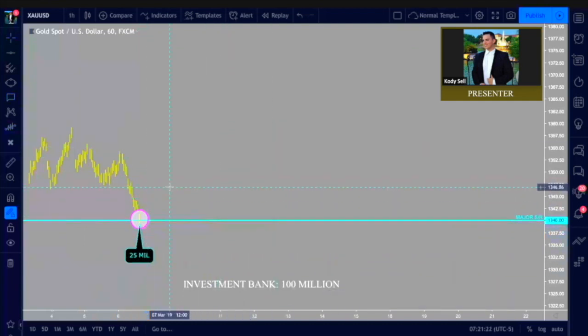Now when this order actually fulfills, what's going to happen is it's going to cause price to shoot up. All right, so when they click buy for $25 million, it's going to cause the price to rise because there's more demand caused by this investment bank.